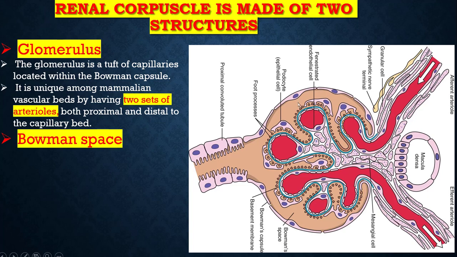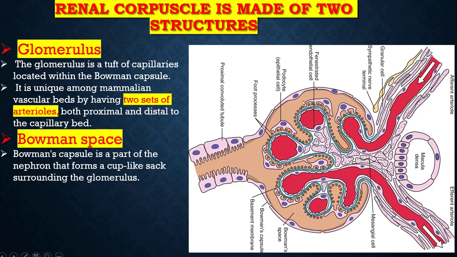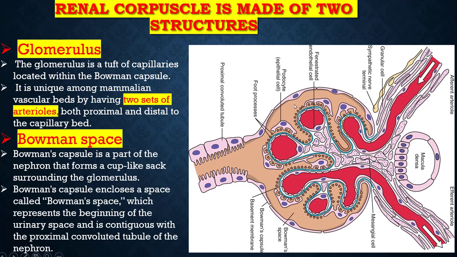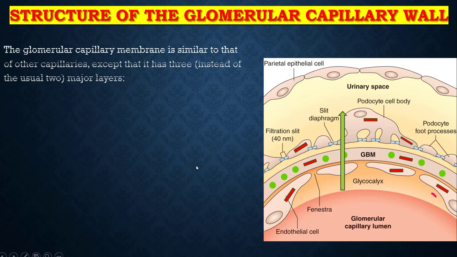Bowman space. Bowman capsule is a part of the nephron that forms a cup-like sac surrounding the glomerulus. This is a cup-like structure which surrounds the glomerular tuft of capillaries. Bowman capsule includes a space called Bowman space, which represents the beginning of the urinary space and is continuous with the proximal tubule of the nephron. This space continues with the proximal convoluted tubule.